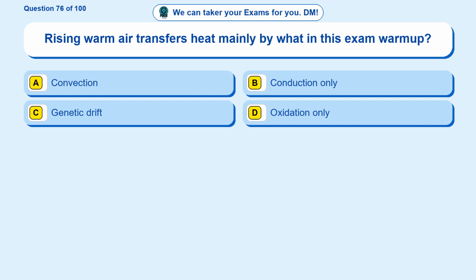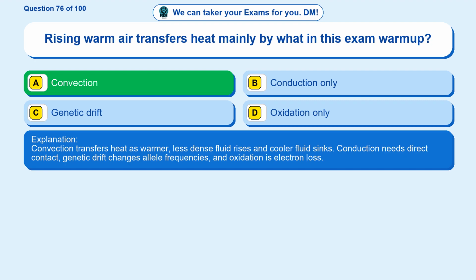Question 76. Rising warm air transfers heat mainly by what in this exam warm-up? Option A, convection. Option B, conduction only. Option C, genetic drift. Option D, oxidation only. The correct answer is option A. Convection. Convection transfers heat as warmer, less dense fluid rises and cooler fluid sinks. Conduction needs direct contact, genetic drift changes allele frequencies, and oxidation is electron loss.